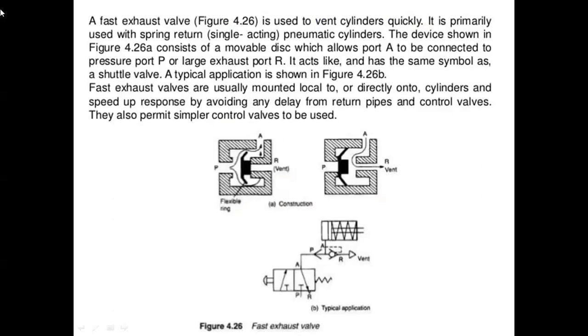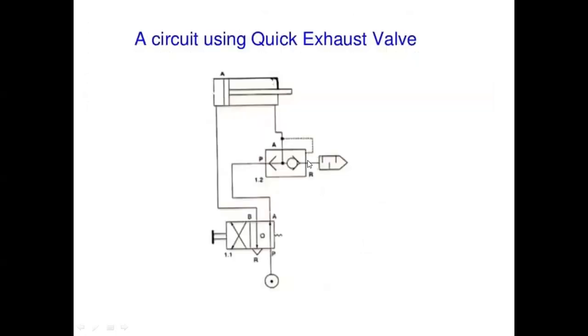The device shown in figure consists of movable discs which allow port A to be connected to pressure port P or large exhaust port R. It acts like and has the same symbol as a shuttle valve. A typical application is shown in figure. Fast exhaust valves are usually mounted local, directly on cylinder, and speed up response by avoiding any delay from return pipe and control valve. They also permit simpler control valve to be used.